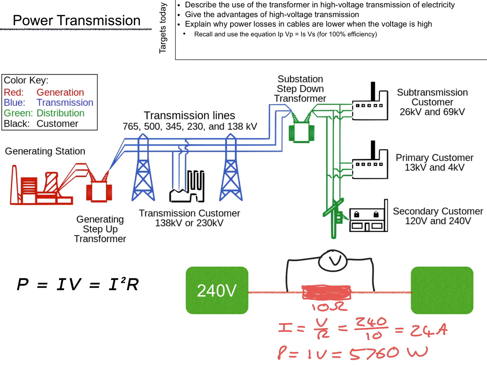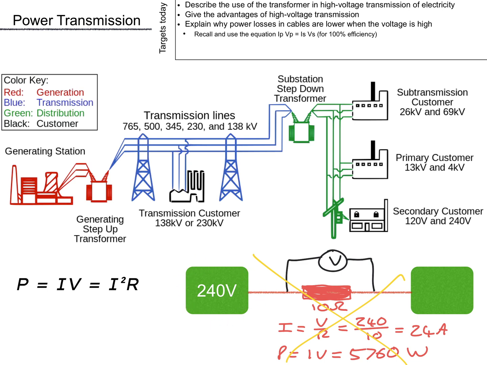And that is going to be completely wrong. So don't do that, because this is not really working out the power in this particular resistor. And the reason it's not working that out is that we don't actually have 240 volts across that resistor. We've got 240 volts over here.